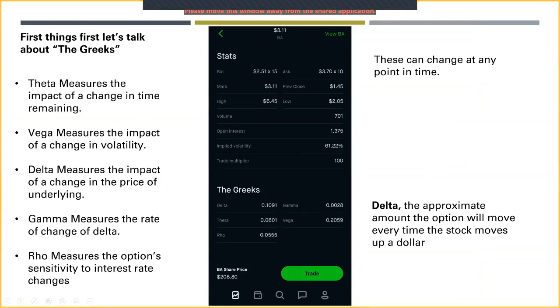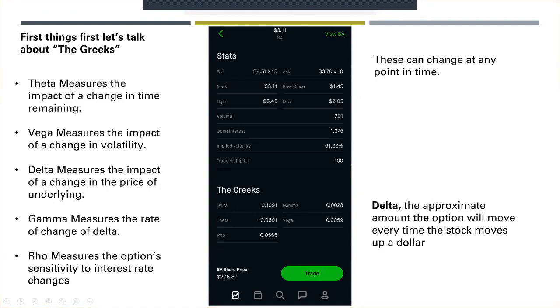So delta measures the impact of a change in price, right? So this is saying that for every dollar that the stock moves, if it goes from 205 to 206, your option will go up from 3.11 to 3.21, right? So in perspective, say this was the price I bought it at, 3.11. So 3.11 times 100, that means that's worth $311, right? So if the stock goes up $1 to 206, and this goes up 0.1 to 3.21, now I'm worth $321. So that means I just gained $10.